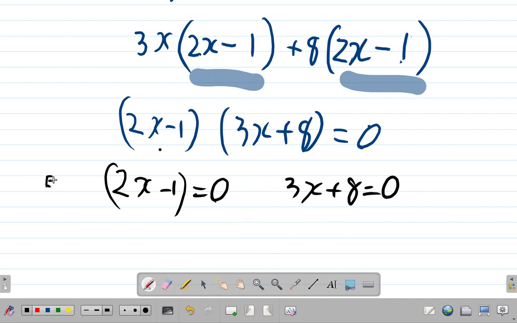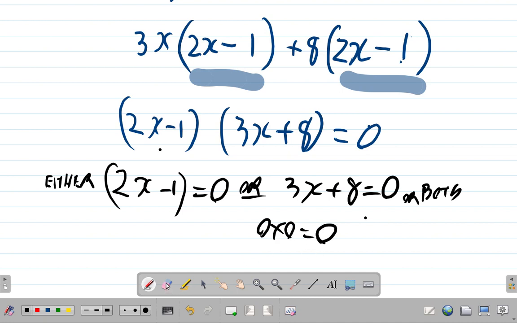So what you have is either 2x minus 1 equals 0 or 3x plus 8 equals 0. Or it could be both. Because if both of them are 0, you're saying 0 times 0 equals 0. You see that? Now the thing is, you multiply two things, two expressions, two numbers, whatever it is, and the answer is 0. It means one of them must be 0, or the other is 0, or maybe both of them are 0. Follow the argument.